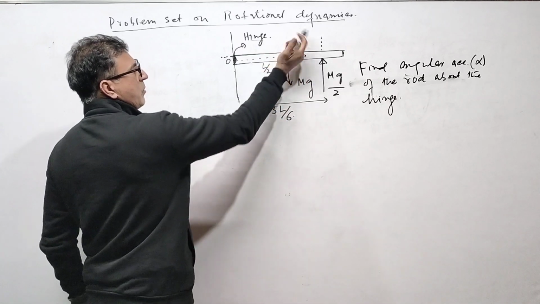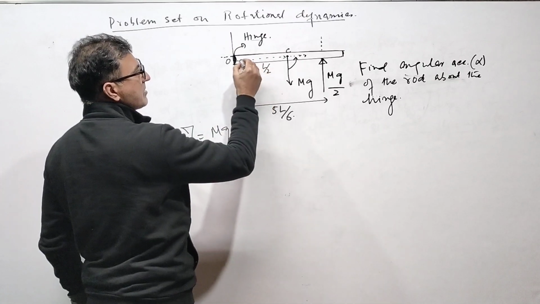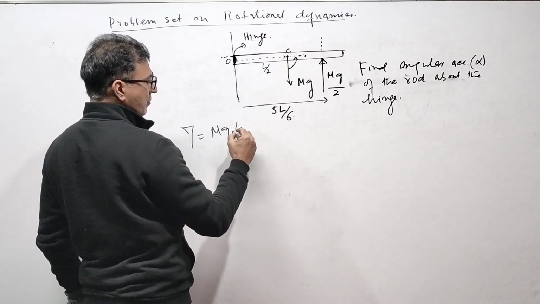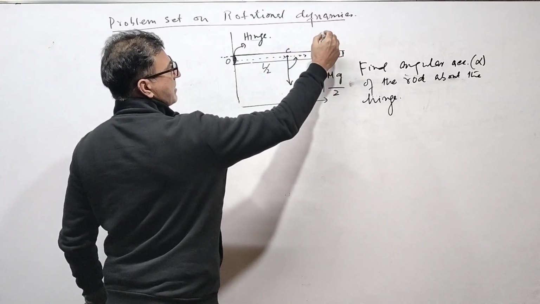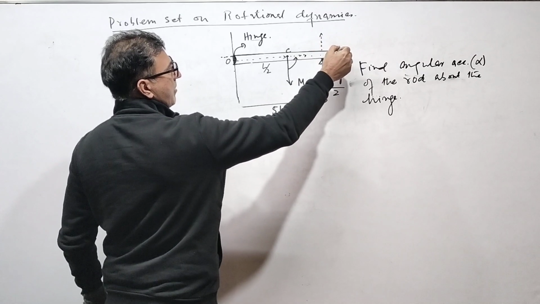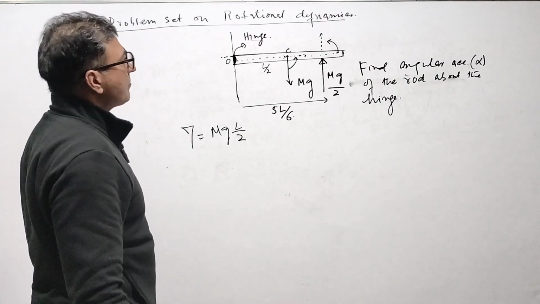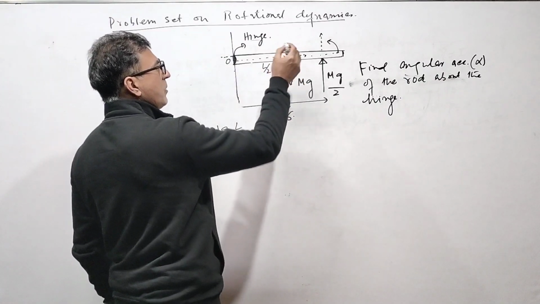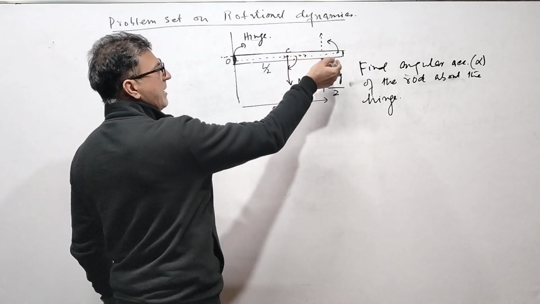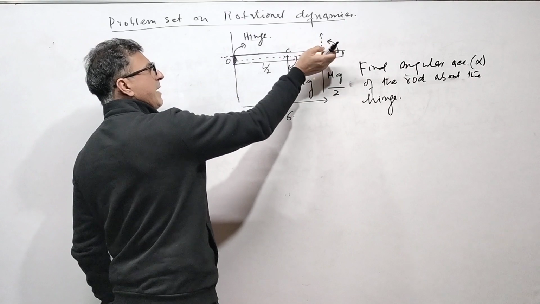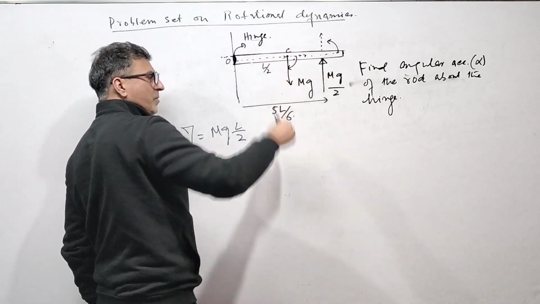How much torque is this mg creating? It will create anti-clockwise torque. That is mg into the shortest distance from here to here, that is L by 2. And this is R cross F. This force will create anti-clockwise torque, and this one creates clockwise torque, because R cross F, R is to be crossed into F.